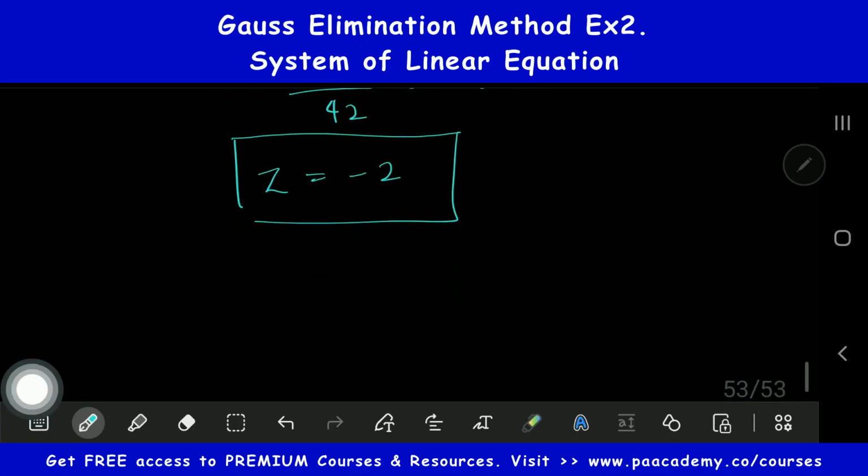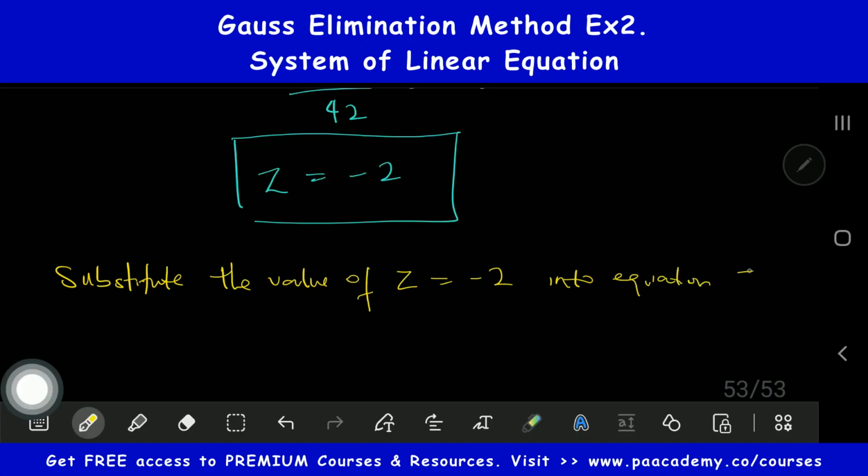Now what we want to do now is to substitute the value of z into any of the equations that has both z and y to get our y, or if you have z and x, so that you can get your x. Okay, so with this now, let me write this as: substitute the value of z equals to minus 2 into equation, so let's use equation 5.